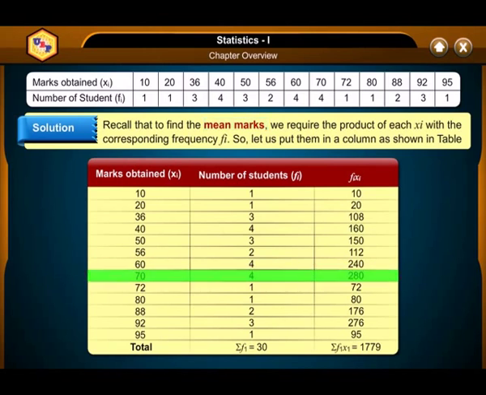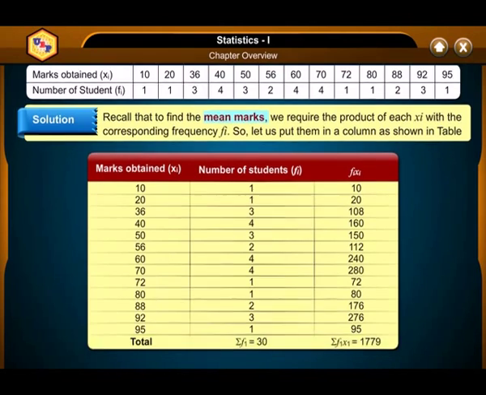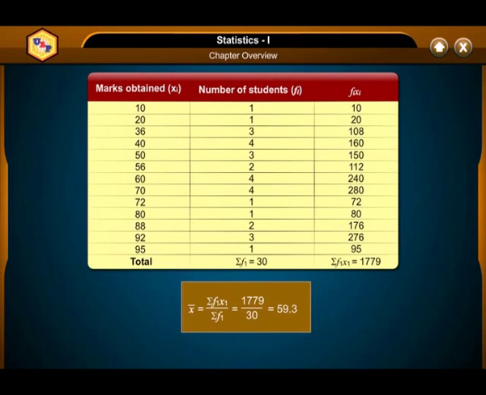70, 4, 280. 72, 1, 72. 80, 1, 80. 88, 2, 176. 92, 3, 276. 95, 1, 95. Total: sigma fi is equal to 30. Sigma fixi is equal to 1779. x bar is equal to sigma fixi upon sigma fi equal to 1779 upon 30 equal to 59.3.